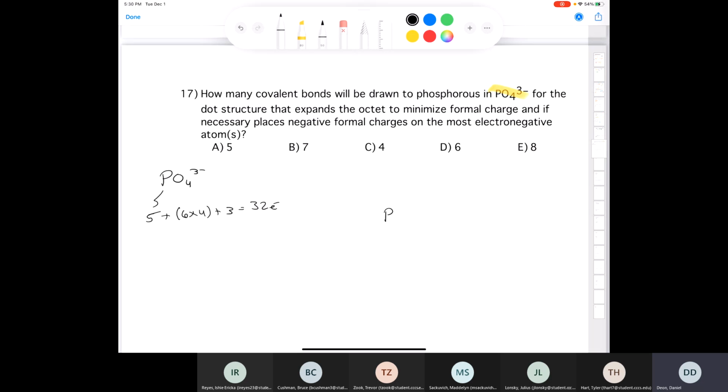Our phosphorus is going to be in the middle like this, surrounded by 1, 2, 3, 4 oxygens. We still haven't used up all of our electrons, but when you finish up the Lewis structure, it's going to look something like this, where you have negative charges. The 3 negative charges are all going to be on oxygen atoms because oxygen is much more electronegative than phosphorus. And so here's our Lewis structure. It's asking us how many covalent bonds are there drawn to the phosphorus. Well, we have a total of 1, 2, 3, 4, 5. And so the answer is there are 5 covalent bonds drawn to the phosphorus in the phosphate ion.